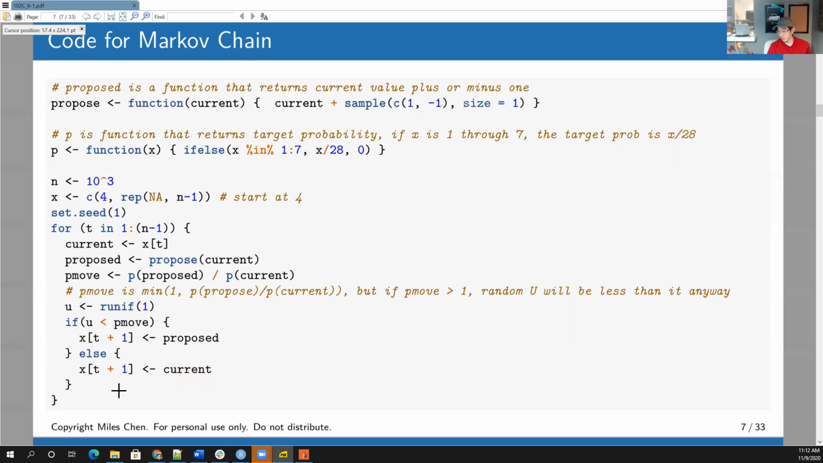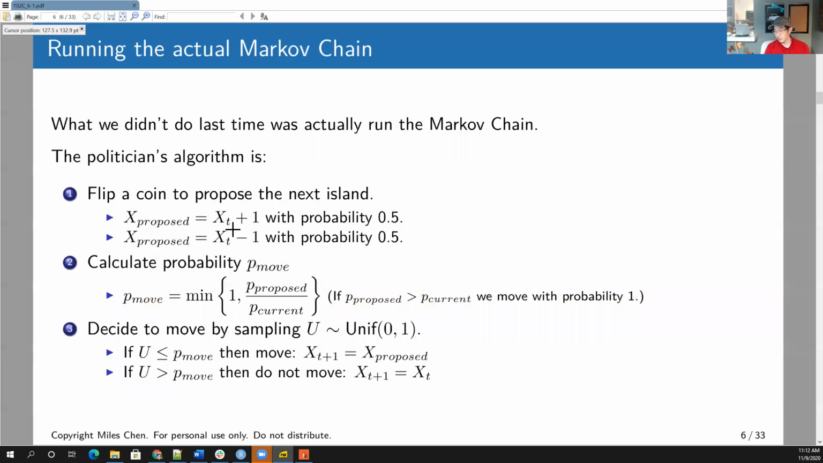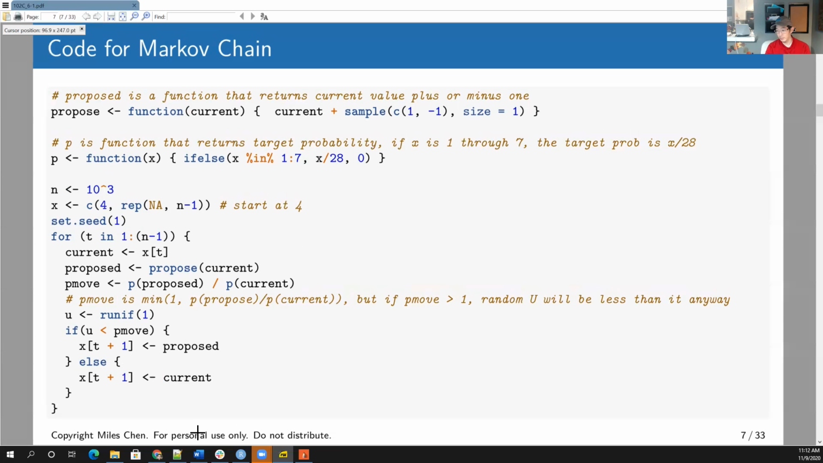Okay, and we just iterate over and over as T goes from 1 through N minus 1. With N being 1,000, it'll end at 999, and it will either store the proposed or the current value into spot 1,000. All right, is that okay as far as running the code for the Markov chain? I just want to make sure that what I've written here makes sense, and we can see that it's a direct translation of the algorithm, right? So here's the algorithm, and this is the Markov chain.